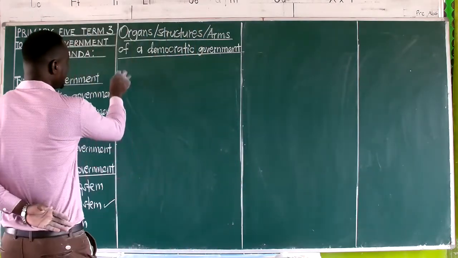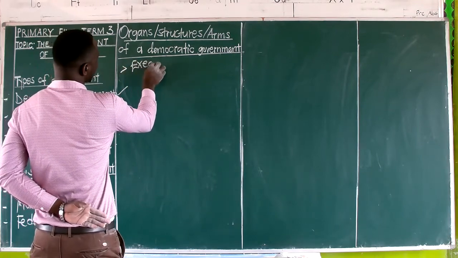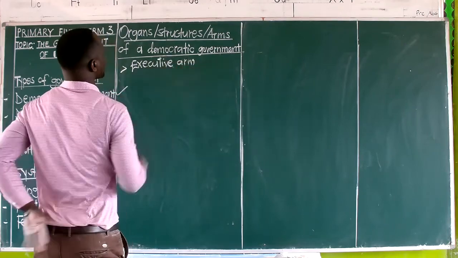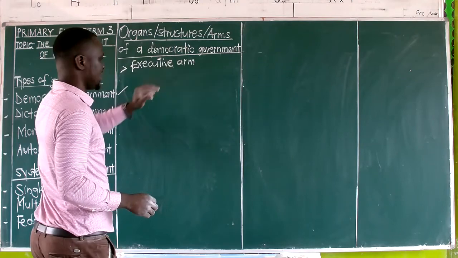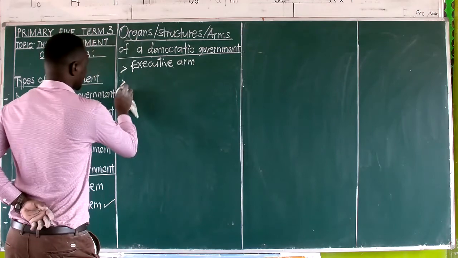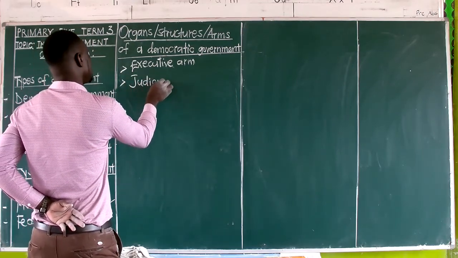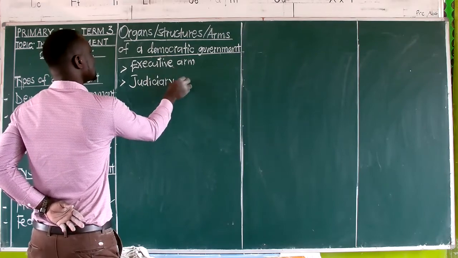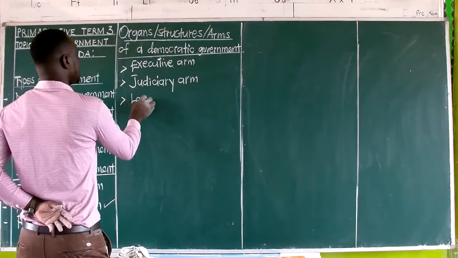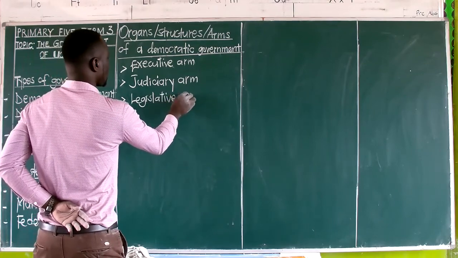As we are going to list, number 1, we have what we call the executive arm, or we can say executive organ, the same. The second one, we shall be having what we call the judiciary arm of government. And then lastly, we shall be having what we call the legislative arm of government.